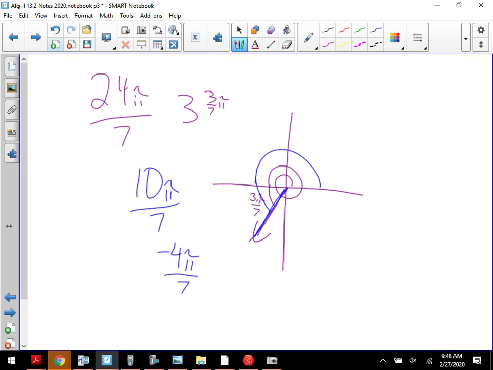Starting at 0, 1 pi at 3/7. I'm talking in terms of sevenths. So 1 pi would be 7 pi over 7 at 3. Okay, that's what it goes.